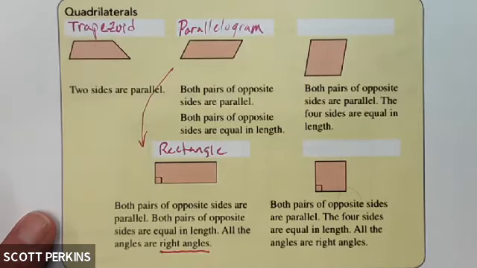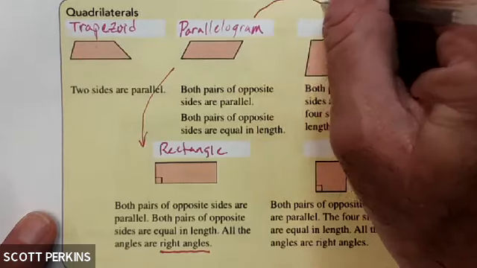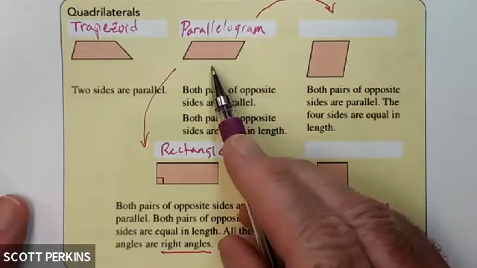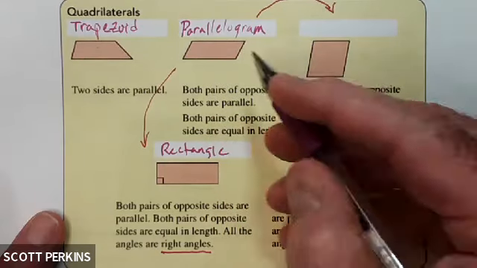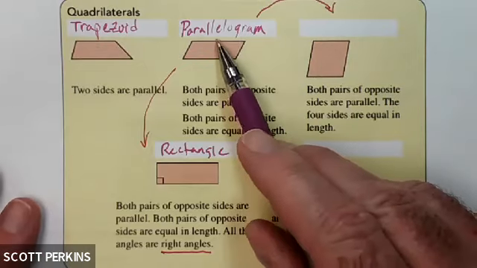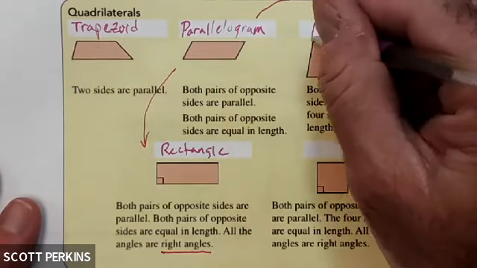Similarly, now I'm going to go to the right. Instead of making all the angles right angles, what I'm going to do when I go this way is take a parallelogram and just make all the sides equal. I'm not touching the angles. I'm making the sides equal. So when you do that, a kind of parallelogram that has all sides equal is called a rhombus.